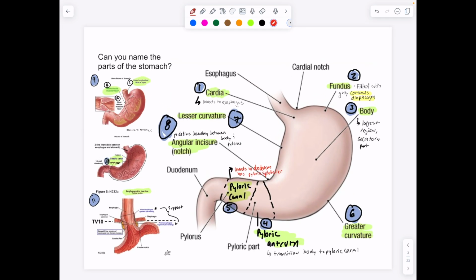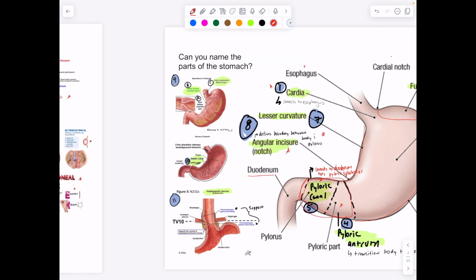All right, so starting with the stomach, can you name the parts of the stomach? Well, we start off with the part adjacent to the esophagus, the cardia, which connects to the esophagus. We have the cardial notch. Then we have the fundus, which is right at the top. It fills with gas and it contacts the diaphragm. We have the main region, which is the body. It's the largest region and has lots of glands, our gastric glands. We have our curvature of the stomach. Then we have our pyloric region right here with the pyloric antrum and the pyloric canal. And we have the pyloric sphincter here, which connects the pyloric canal to the duodenum. Right here is the lesser curvature of the stomach, and then we have the angular incisure, also called the notch, which defines the boundary between the body of the stomach and the pylorus.